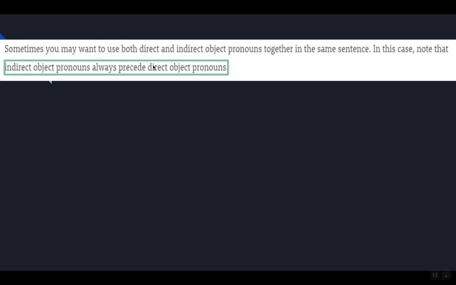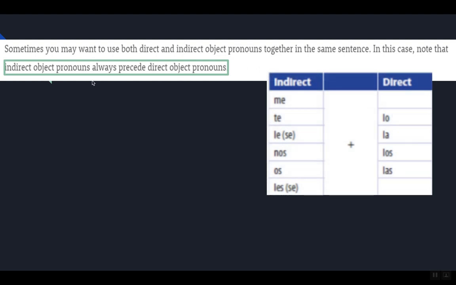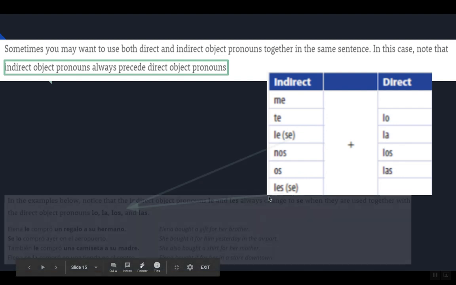So sometimes you might want to use both direct and indirect pronouns together in the same sentence. In this case, note that indirect pronouns always precede direct object pronouns, okay? So I like to think of people first because indirect object pronouns answer the question to whom or for whom. So we're always going to put people first, okay? So me, te, le, nos, os, les, and then direct object lo, la, los, y las.